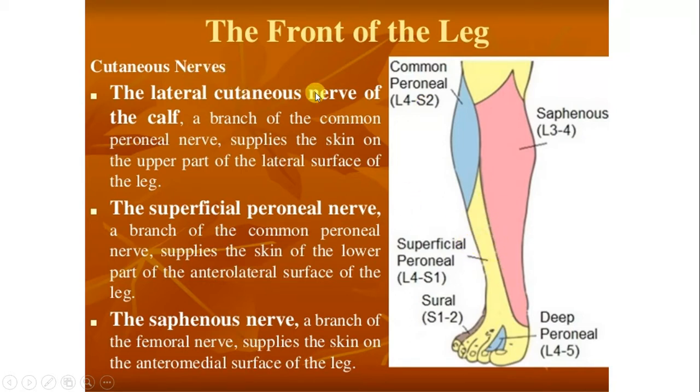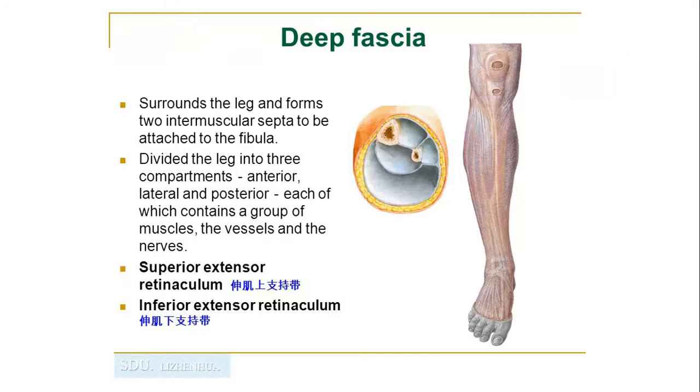So one nerve is the lateral cutaneous nerve of the calf, a branch of the common peroneal nerve, another is the superficial peroneal nerve, and then the saphenous nerve, and a small area by the deep peroneal nerve. These can be appreciated well when you have a paper with you, and you can draw this on the paper and draw the area and try to label it. By recalling this, it will be permanently memorized by you.